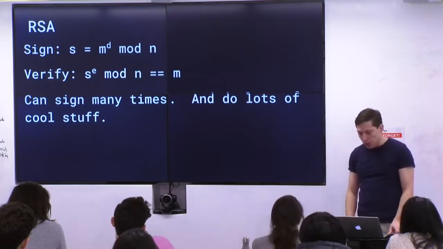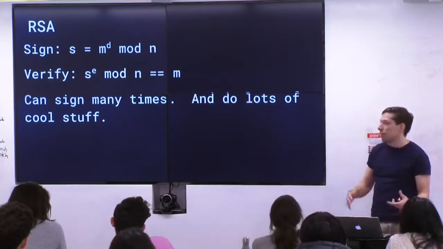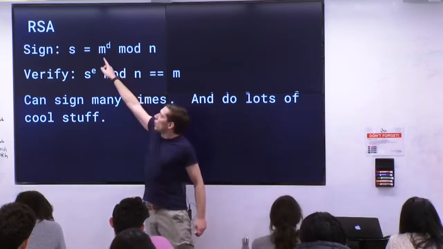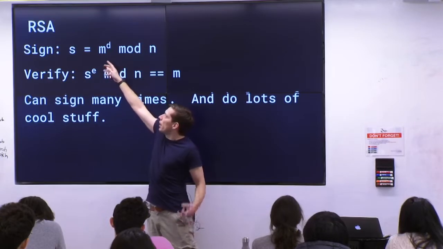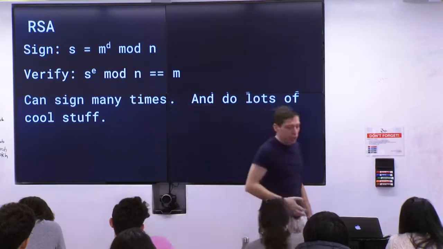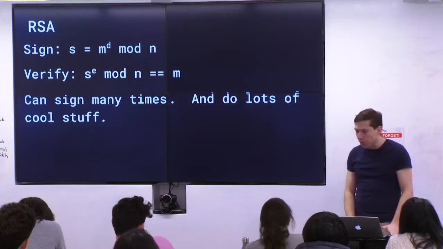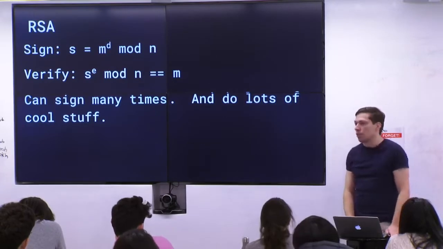You can do lots of cool stuff because there are these properties where we can make M prime plus M and take the exponentiation of all that, and still it works. Okay, so that's really cool. You can do lots of cool stuff, but this is also not used in Bitcoin.